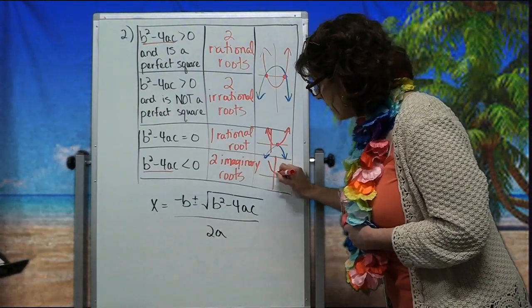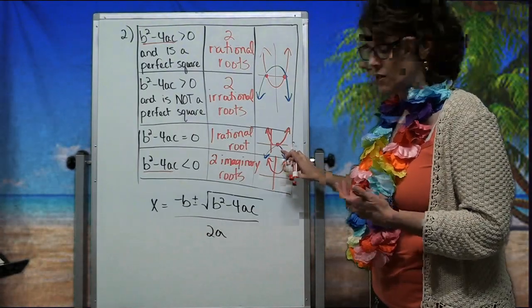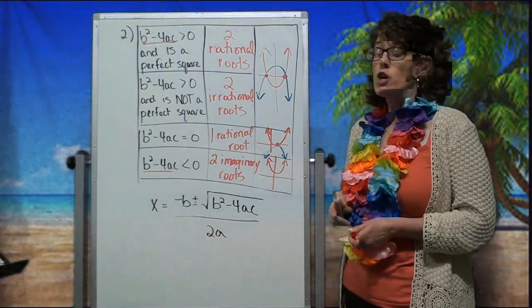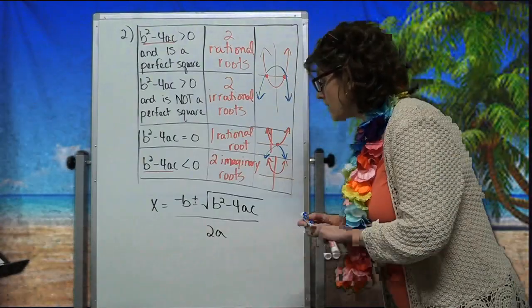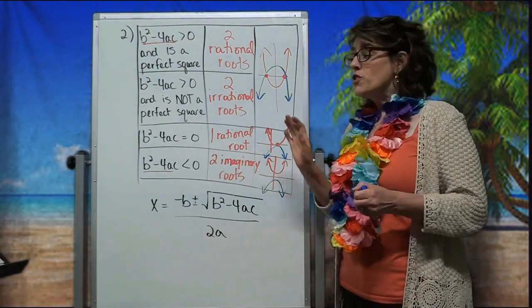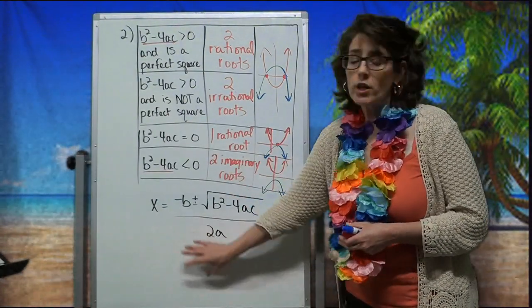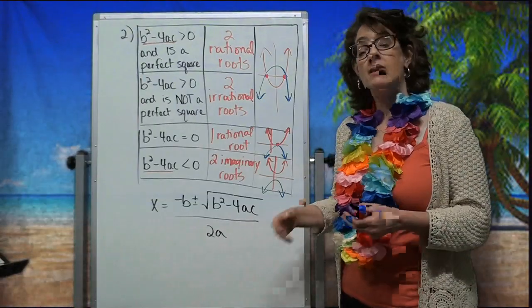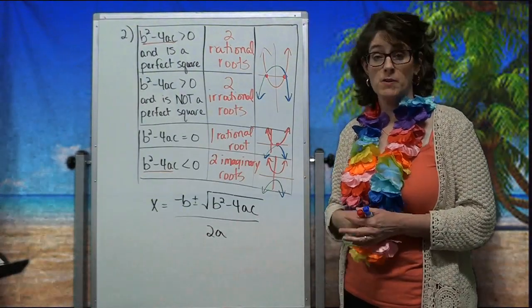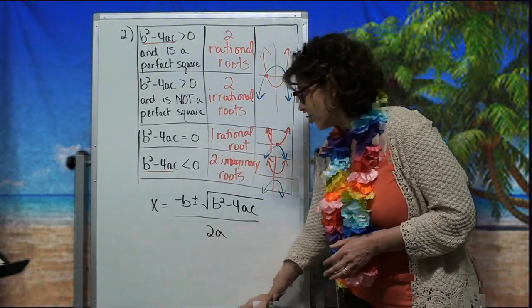That means that my graph, instead of hitting it twice, instead of hitting it, kissing it and bouncing off, it's not even going to cross. So if it flips up, it'll look like that, and if it flips down, it'll look like this. So this is the beauty of the discriminant. It allows you to figure out, without working the whole quadratic formula, the number and types of solutions that you're going to have, so that you just get this idea of what the graph is going to look like.